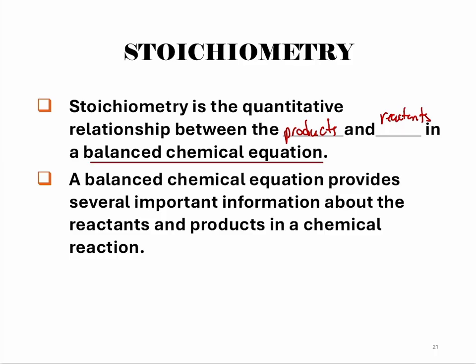Balancing them is important. That tells us that mass is conserved. We have the same number of atoms on one side as on the other side. Why? Because we're not going through any nuclear fusion or fission processes, so atoms remain the same. We're just breaking bonds and reforming bonds in a chemical process.